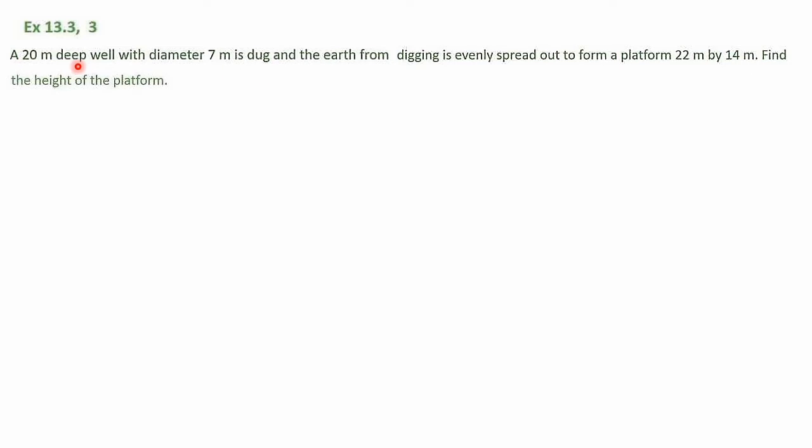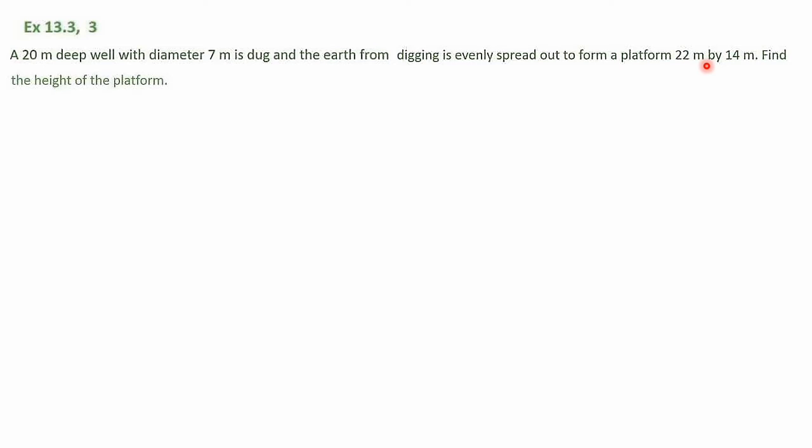Deep is given in the sense that usually a well is below the ground, meaning underground. So that's why the height is given to us as deep, 20 meter deep, and 7 by 2 is the radius. And when we dig a well, usually we take out mud, which we call earth. So the earth from digging is evenly spread out to form a platform 22 meter by 14 meter. Platform means it is in the shape of a cuboid.